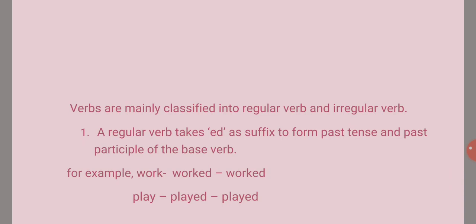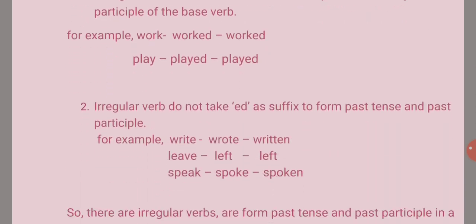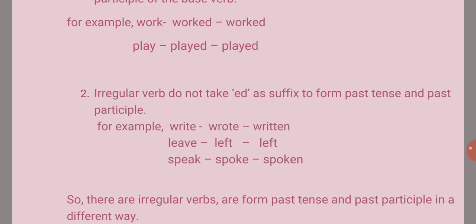So the verbs which are suffixed by -ed are called regular verbs, and irregular verbs do not take the -ed suffix. They change to different forms. They change from the base form of the verb to the past tense and past participle in a different way. For example, write is the base form and it changes itself to wrote in the past tense and written in the past participle.